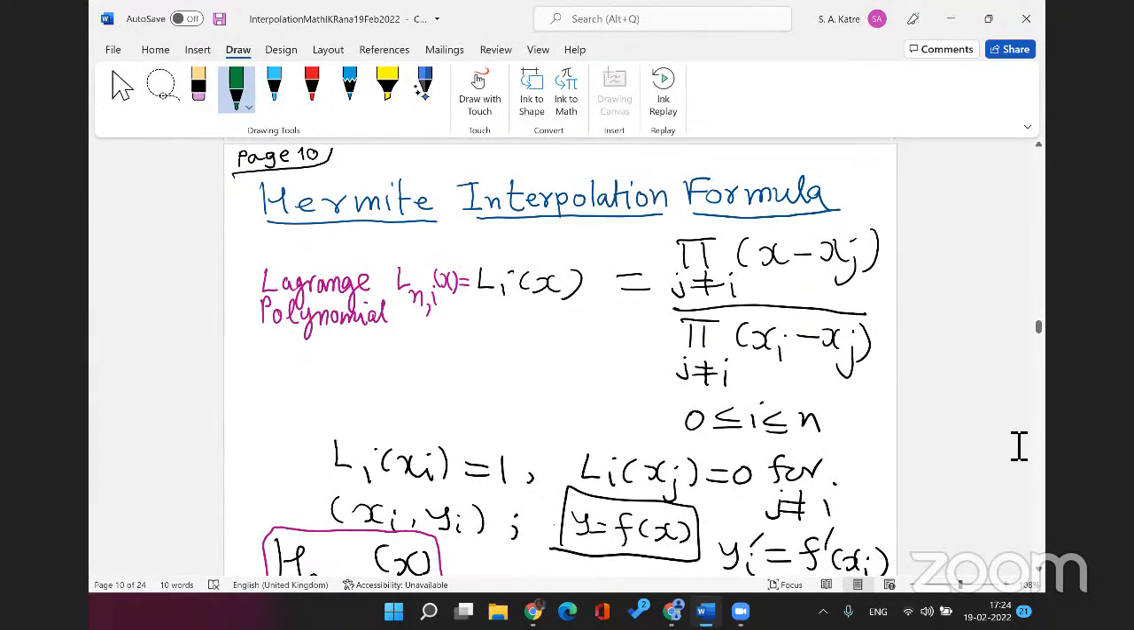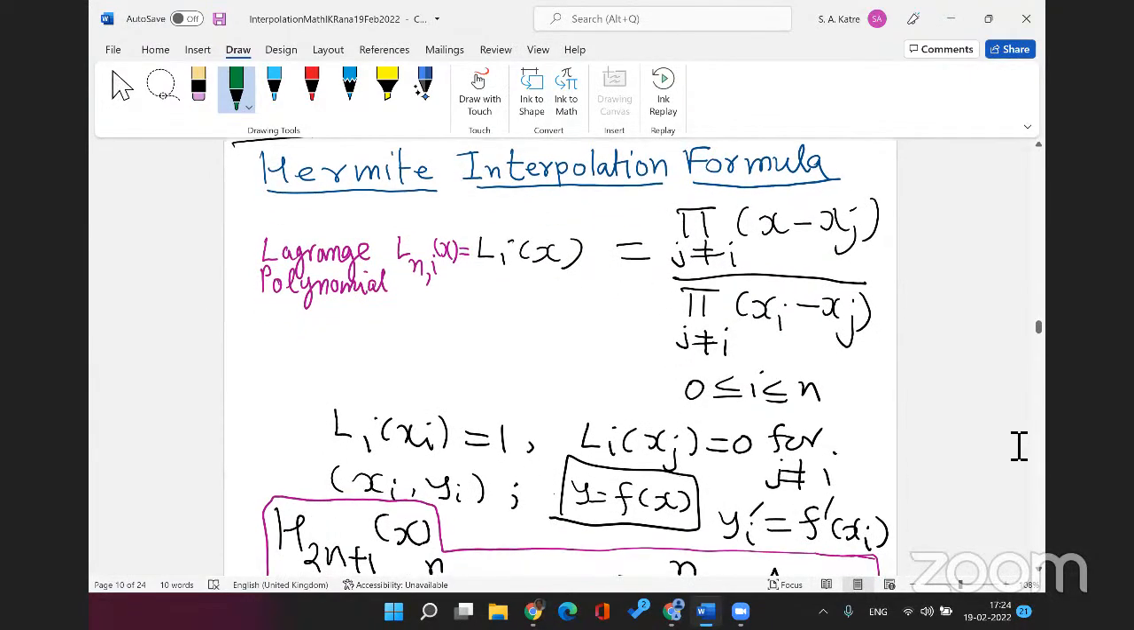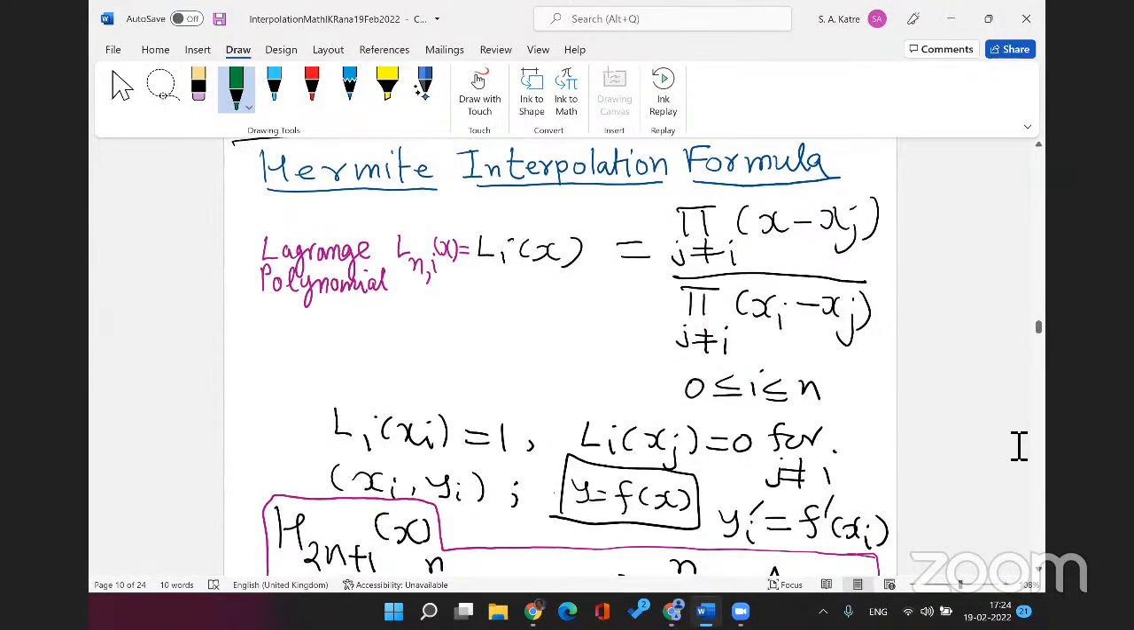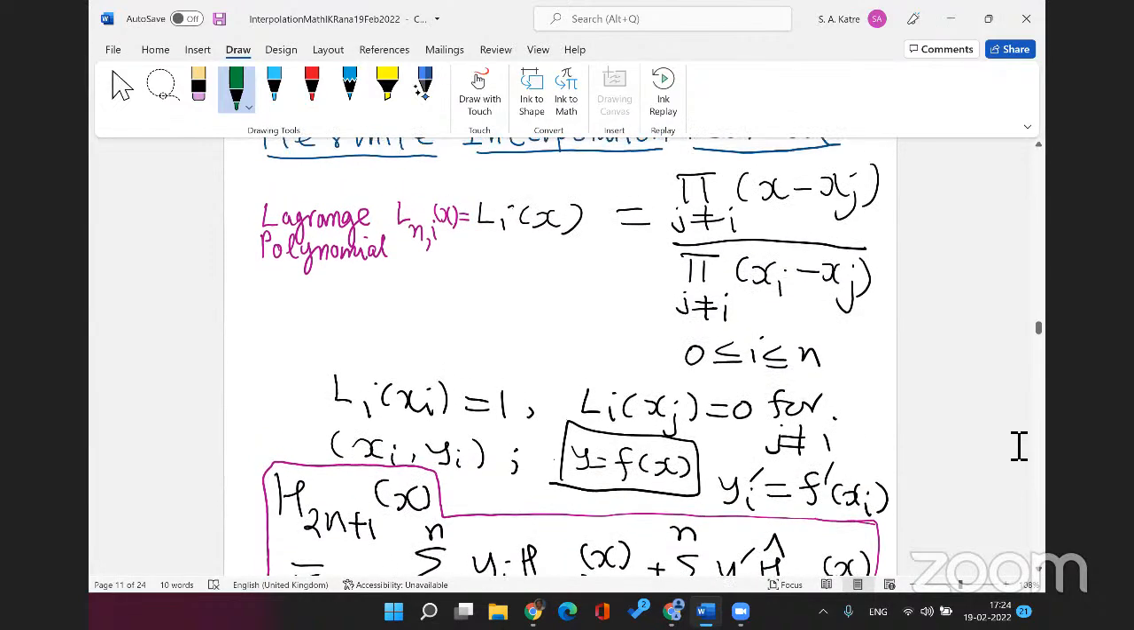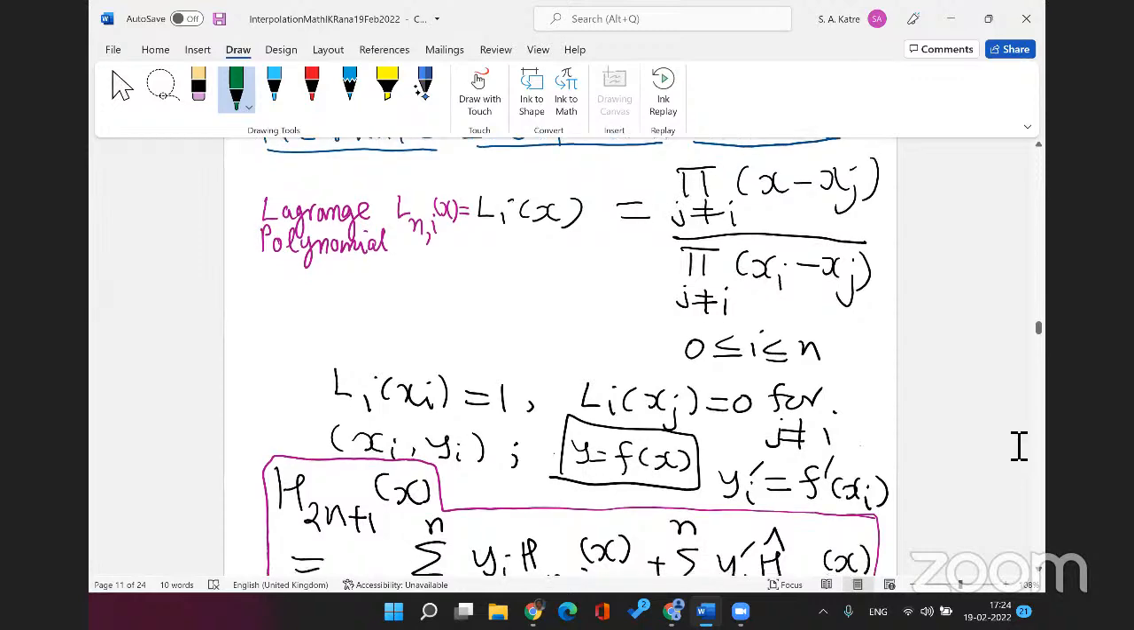So the question is to find this curve y equal to f(x) such that f(xi) equals yi and f dash (xi) is equal to yi dash. That means not only is the curve passing through (xi, yi), but at xi there should also be the given direction, that is yi dash or f dash xi. Because the direction is also given, you can get the shape that you want for the required curve.